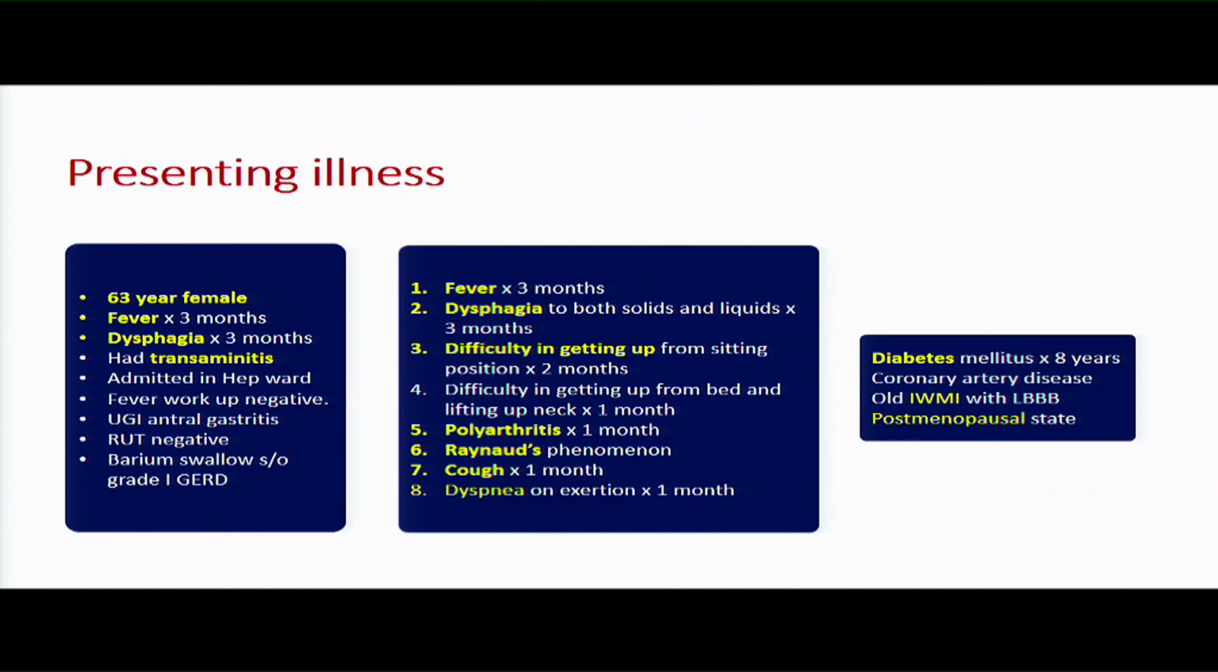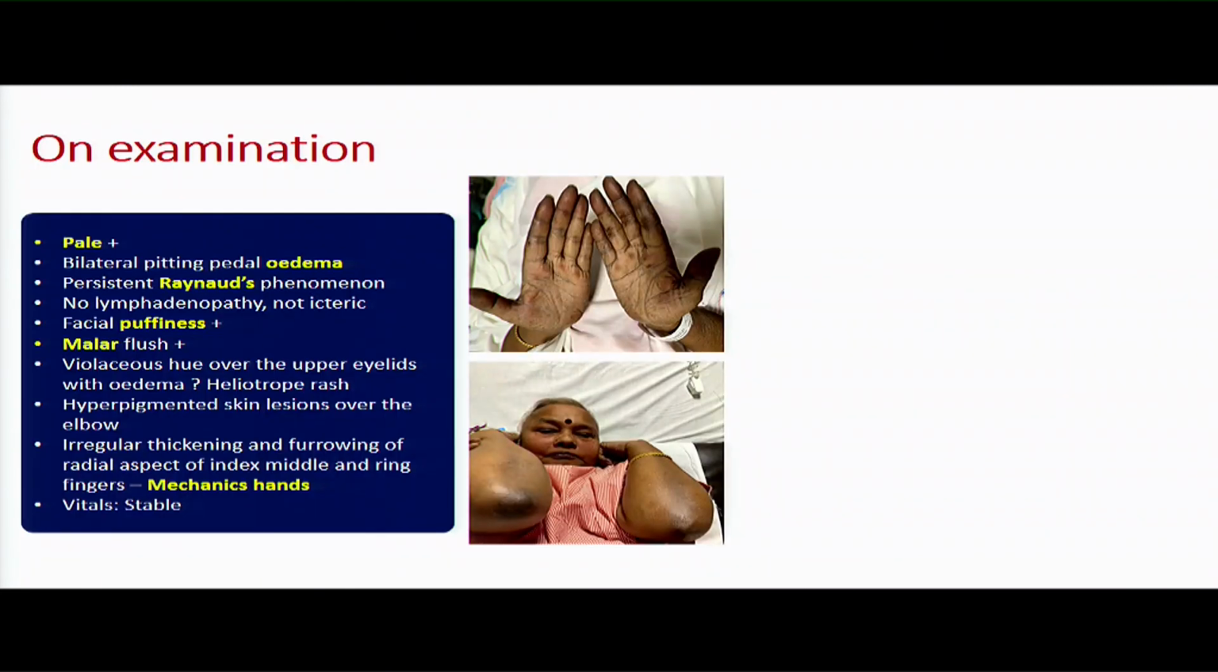In addition, she has been having a dry cough with dyspnea on exertion, MMRC grade 3, for the past 1 month. On examination, she was pale, and there was bilateral pitting pedal edema. She had persistent Raynaud's phenomenon. There was no lymphadenopathy. She was not icteric. She had some facial puffiness with a violaceous hue in the upper eyelids, which were edematous even. It was not a classical heliotrope anyway.